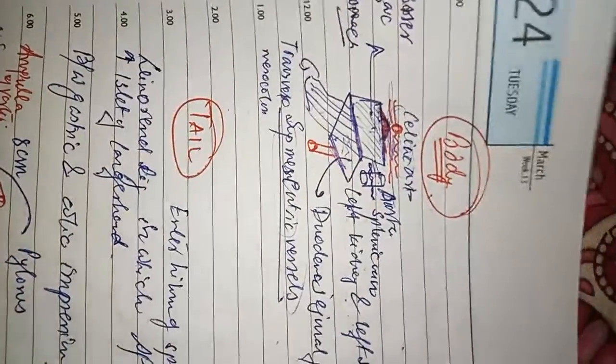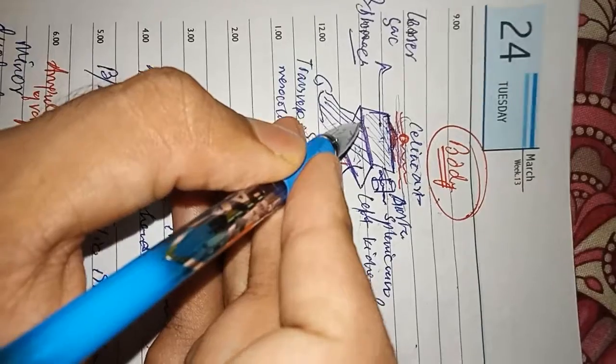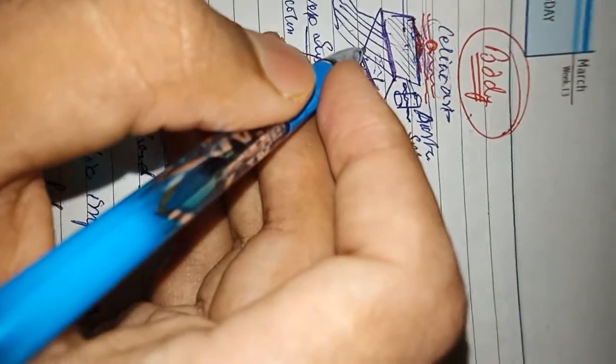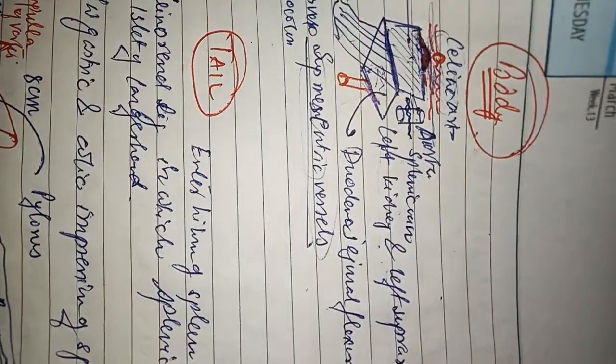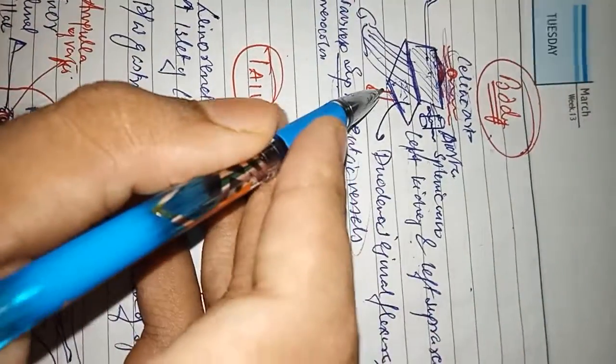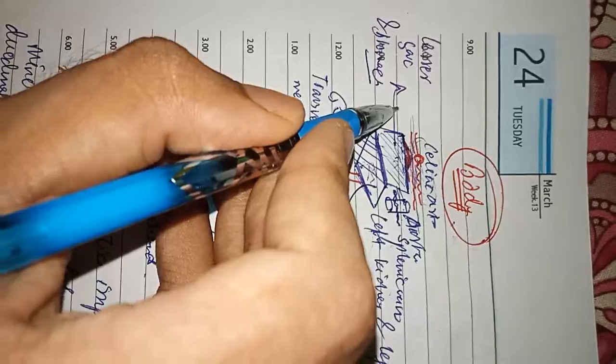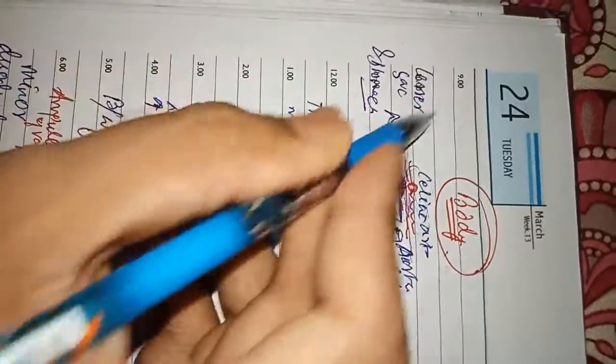Now coming to the anterior border and the inferior border. The anterior border is related to the transverse mesocolon, the attachment of the transverse mesocolon. The inferior border is related to the superior mesenteric vessels. Now the anterior surface is related to the lesser sac and the stomach.